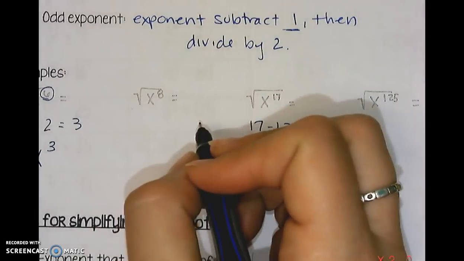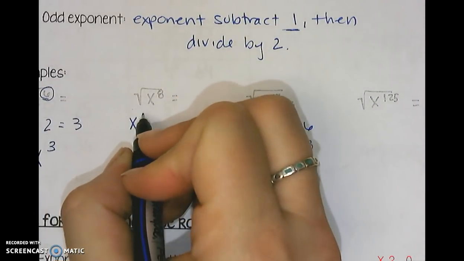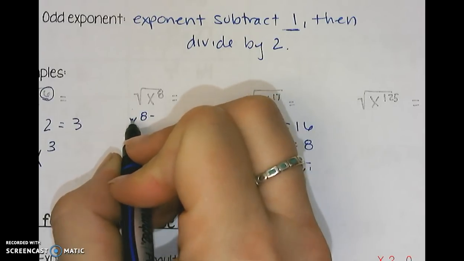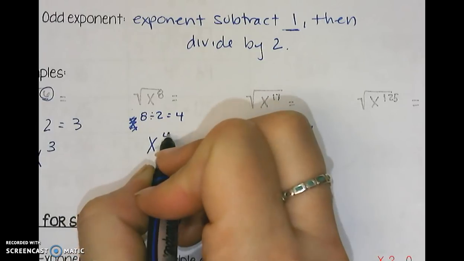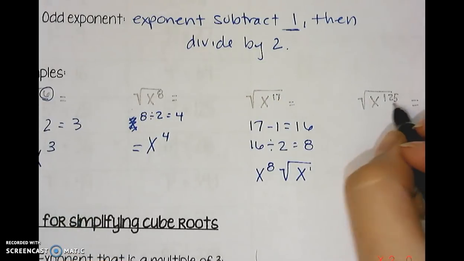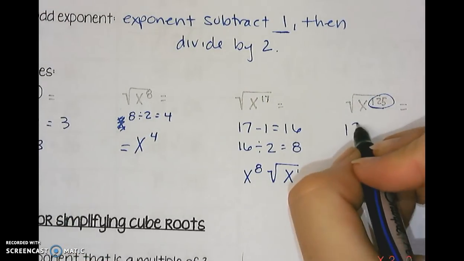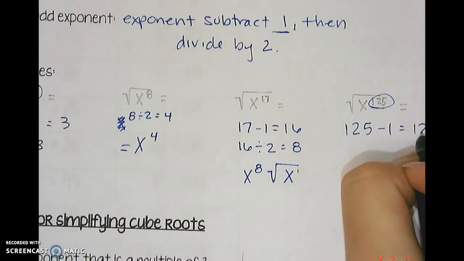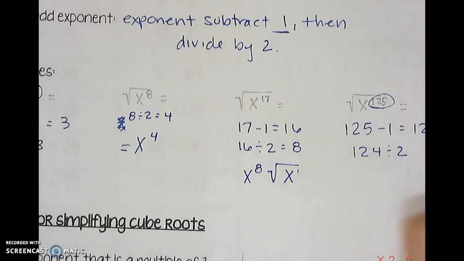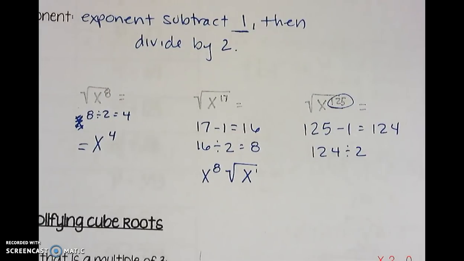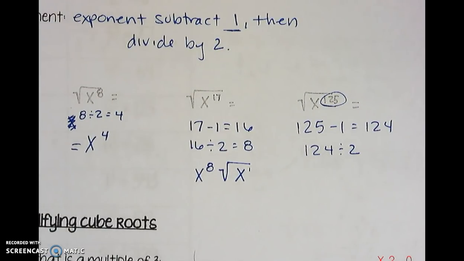Okay, so now that you've played the video, let's do it. So x to the 8th, 8 divided by 2 gives me 4, so my answer here would be x to the 4th. And then here, because this is odd, I would do 125 minus 1, which is 124. And then I take 124 divided by 2. So remember, every single time, you can't forget to do that subtract 1.